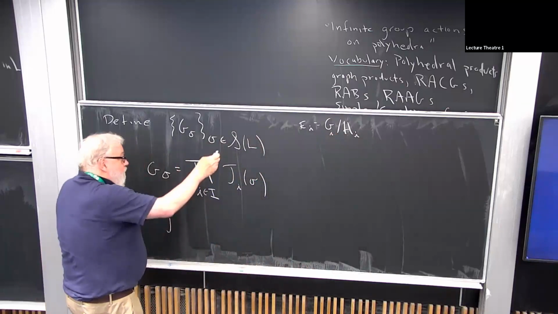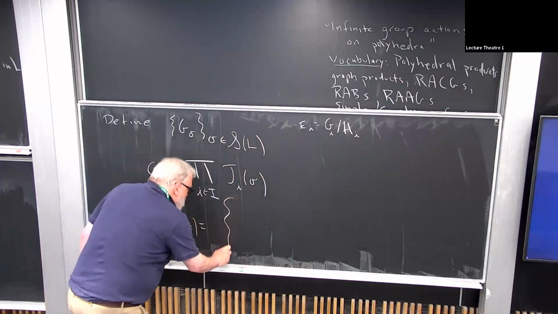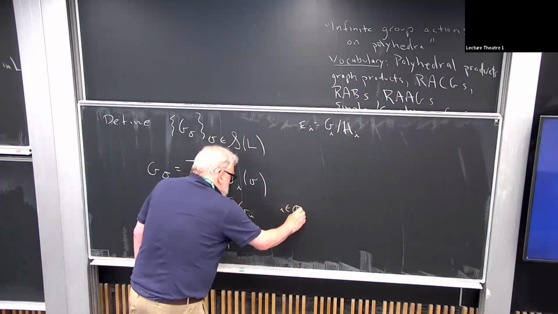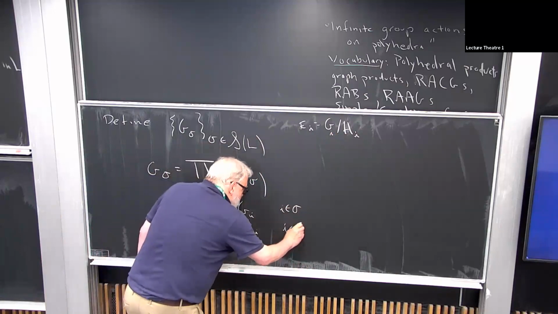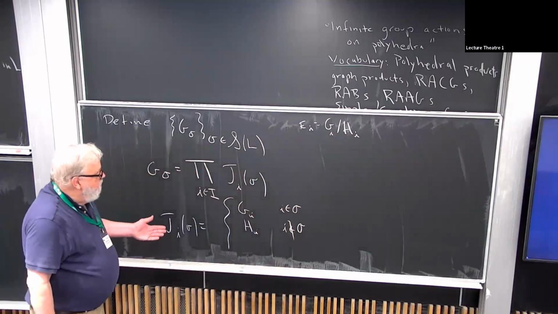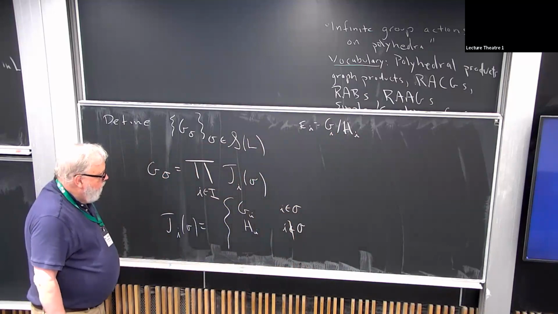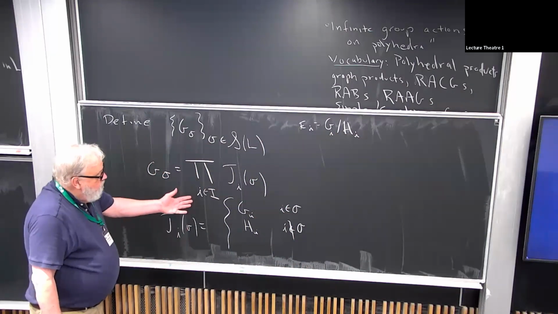So I have a pair of groups. So J_I of sigma is equal to G_I if I is in sigma, and it's equal to H_I if I is not in sigma. So each factor, you just take it. This is supposed to give me a collection of groups.